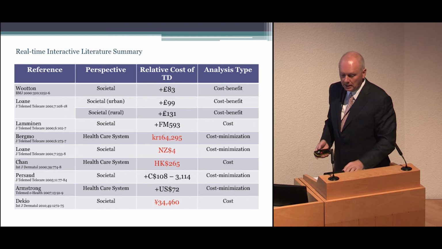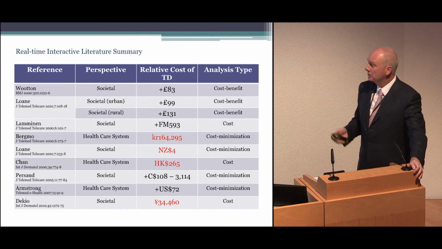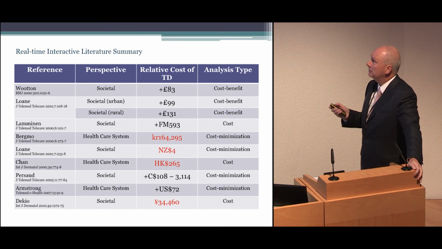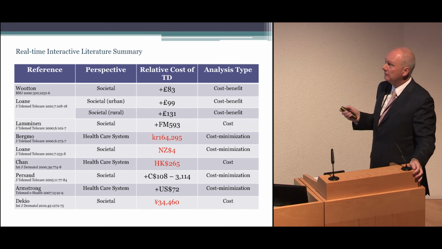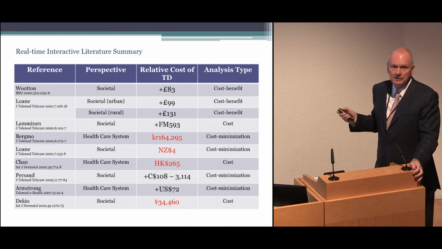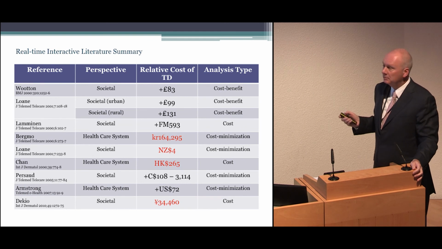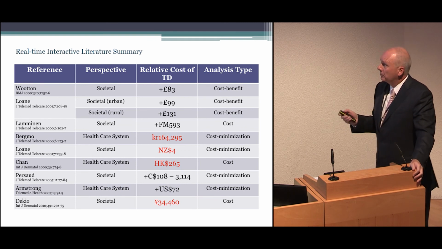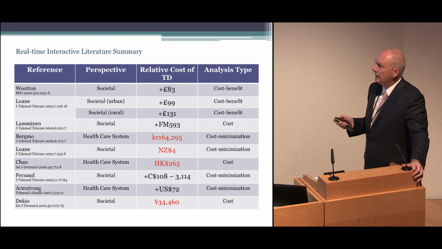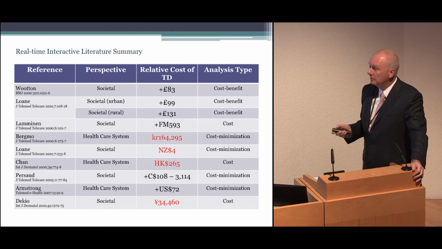When you look at the real-time interactive literature, it looks a little bit different. One major difference is there really has not been cost-effectiveness analyses performed for real-time teledermatology. So the fourth column is the analysis type, which have all been cost-benefit, or cost minimization. But the relative cost of teledermatology, again, when it's depicted in red, are situations where teledermatology was the less costly alternative. So in 4 of the 9 studies, teledermatology was less costly than conventional care.